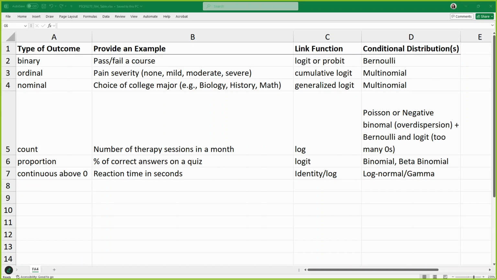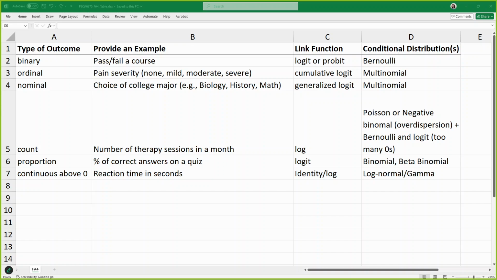Then when we have nominal outcomes, in this case, when we want to predict something categorical without a clear order, we can use, for example, a generalized logit or an adjacent logit link function to fit our multinomial regression model. In both cases, ordinal and nominal, we will be using the multinomial conditional distribution because we have more than 2 categories in our dependent variable. Okay? Then, what happens when we have counts?